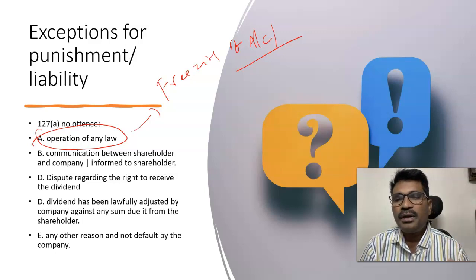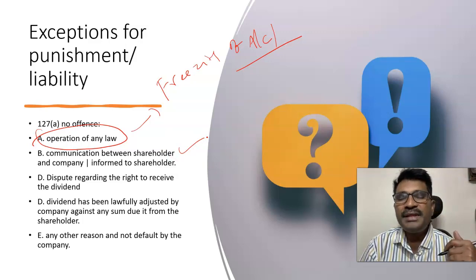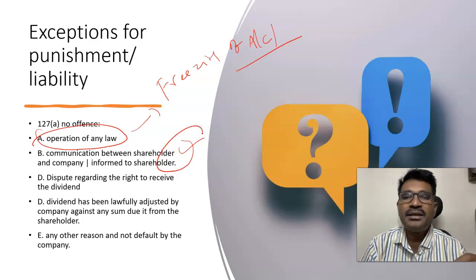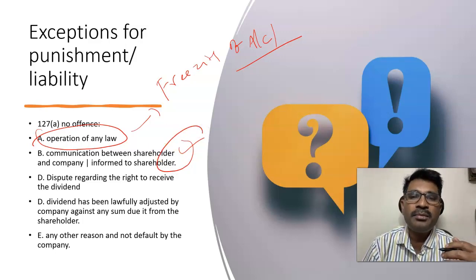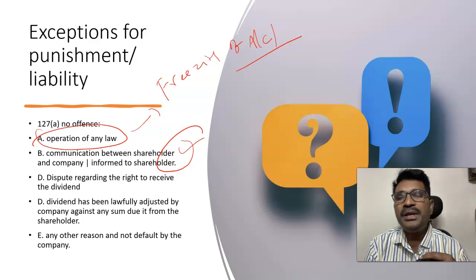Number one. Number two, where there are communications between the transferor and transferee, and it was informed to the shareholder due to some problem about the transfer of the share deeds, right? Due to some problem with regard to the communication between the transferor and transferee, the company can take an exception that I don't have the liability.